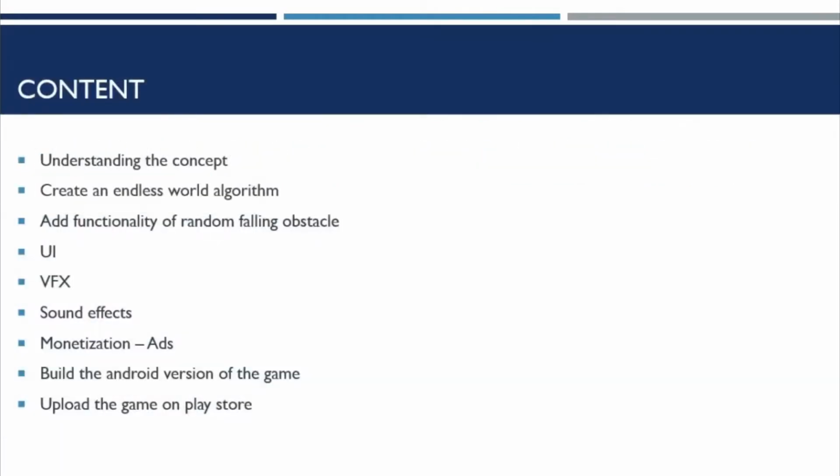So what are the contents of this section? We are again going to understand the basic concept of the game. We are going to create some fundamental scripts like player controller and all. And then we are again going to take a look over the endless world algorithm. We are going to add a new functionality, which is the random falling obstacle.